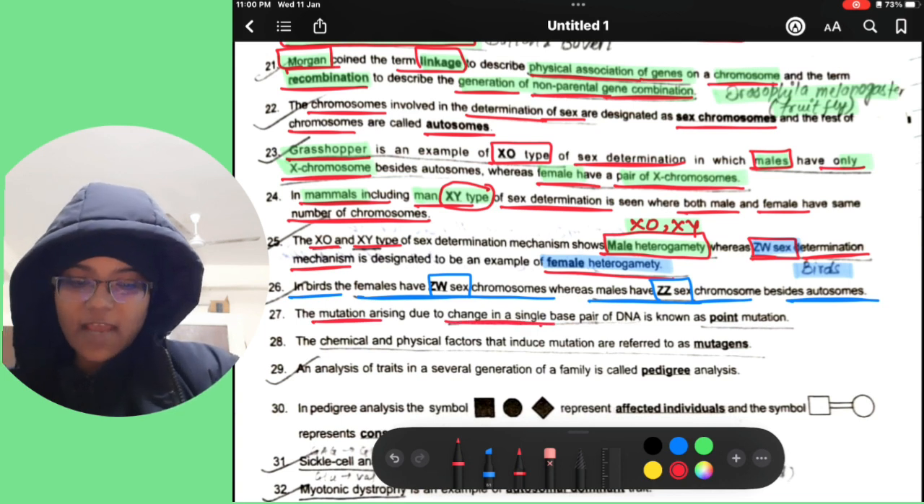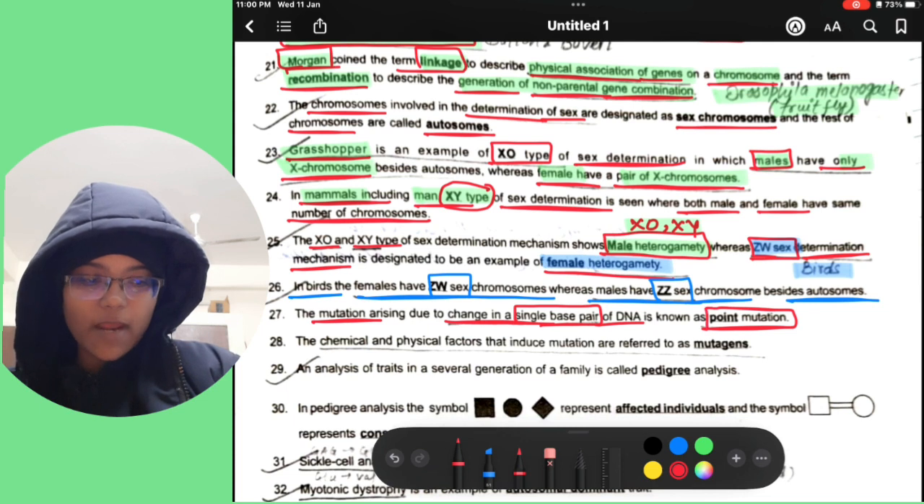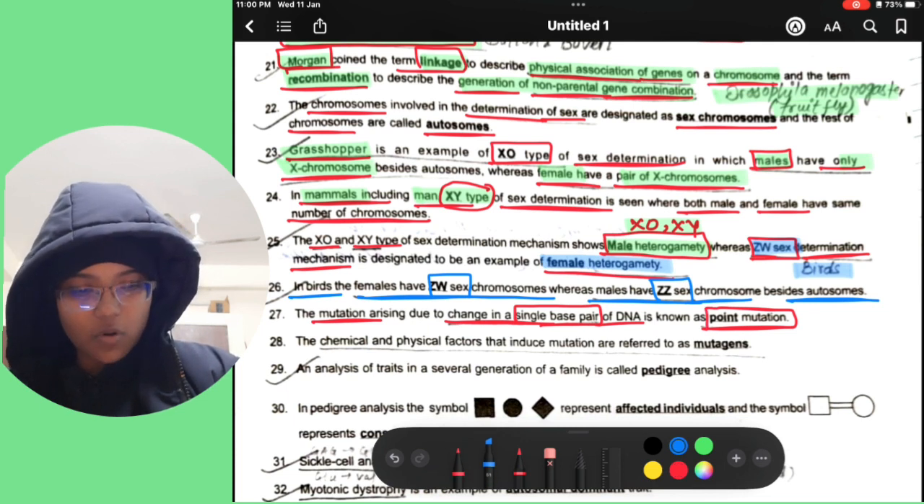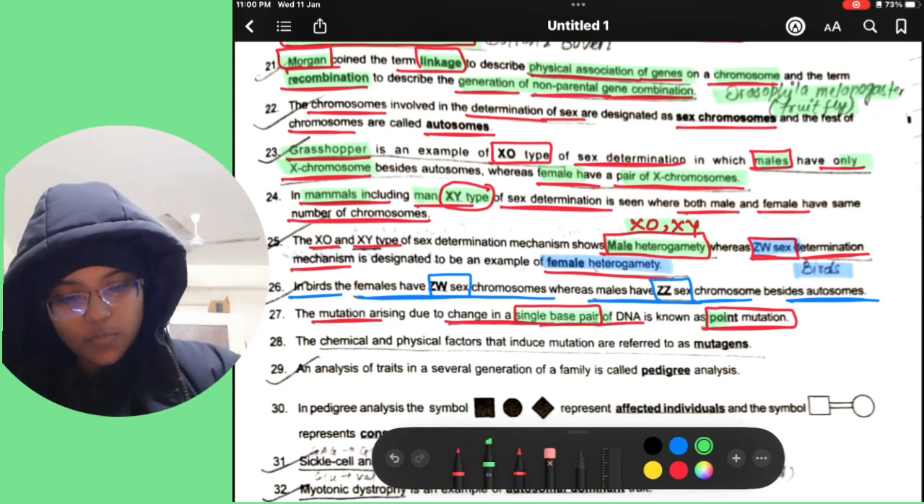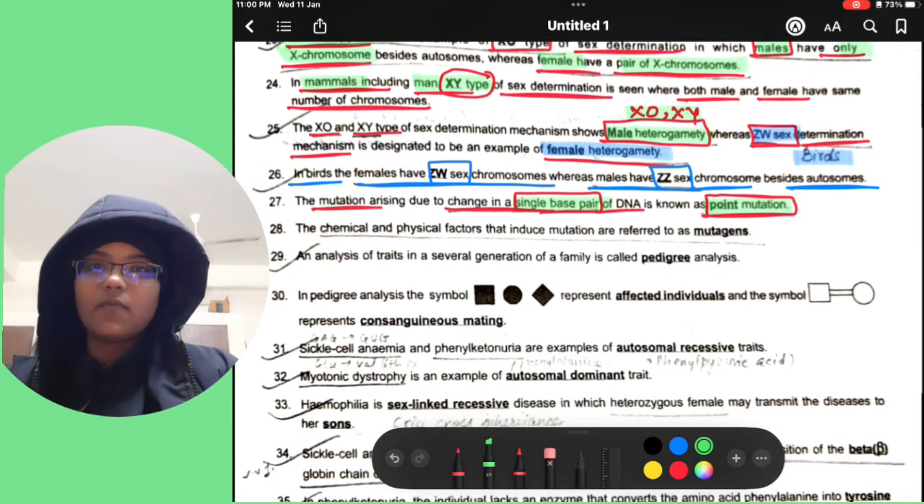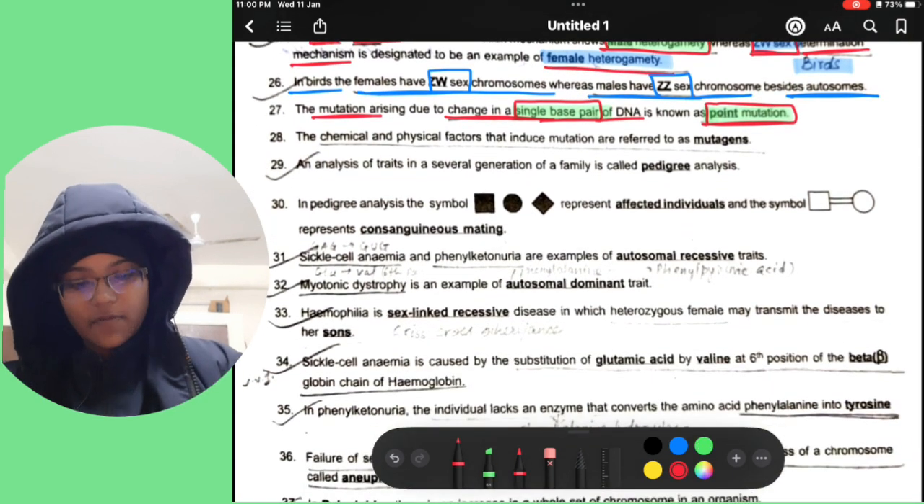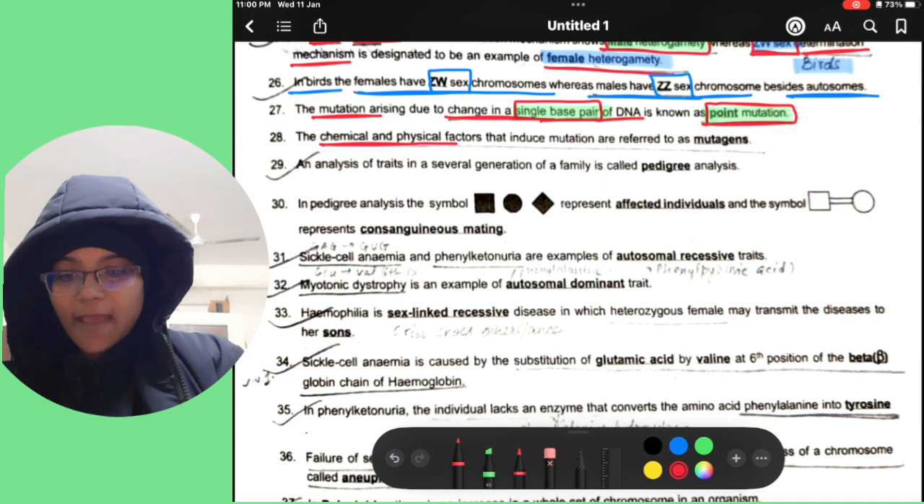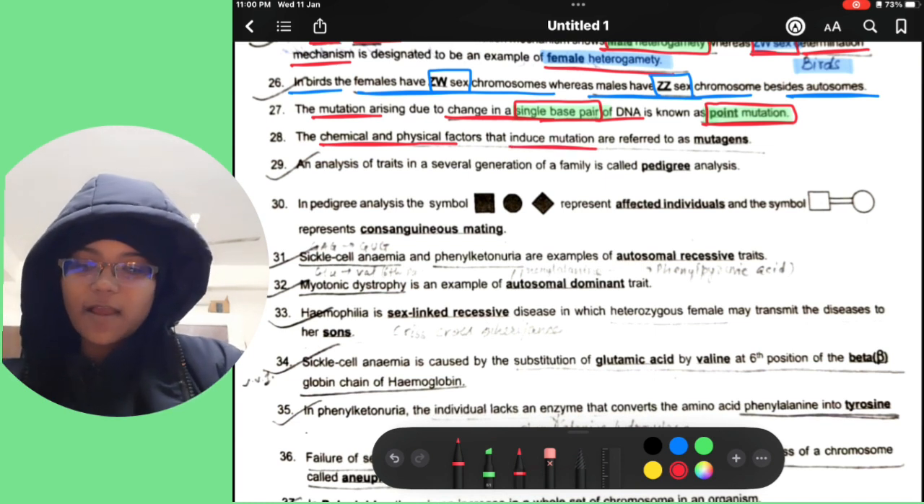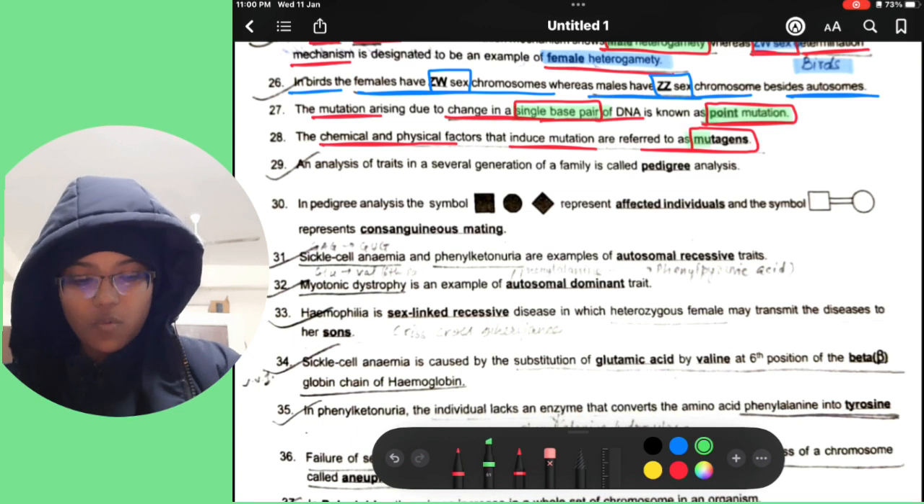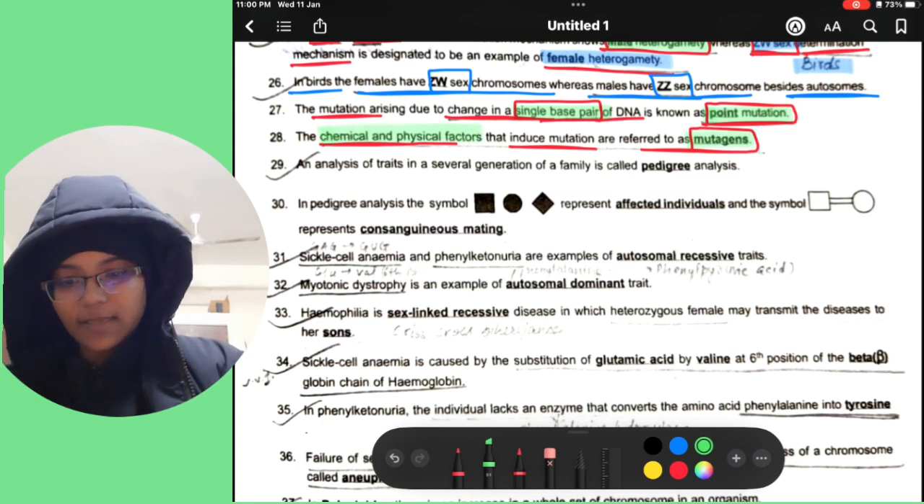The mutation arising due to change in a single base pair of DNA is known as point mutation. What is it called? It's called point mutation. The chemical and the physical factors that induce mutations are referred to as mutagens. What are they called? They are called mutagens.